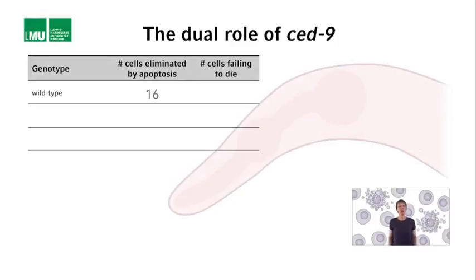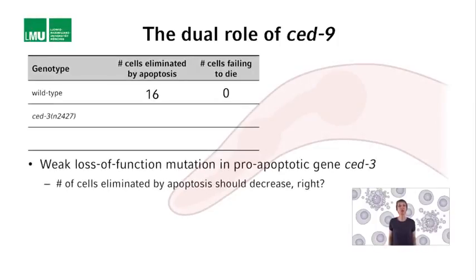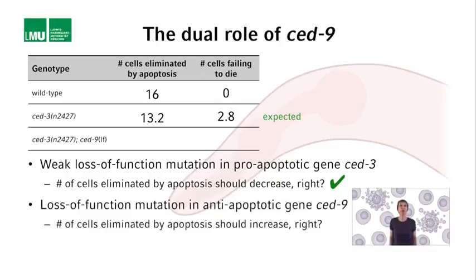During the development of the anterior pharynx, 16 cells are eliminated by apoptosis. In animals that carry the weak SET3 loss of function mutation N2427, 2.8 of those, not quite 20%, fail to die. By introducing a SET9 loss of function mutation into the N2427 strain, you are now taking out the gene that normally protects cells from apoptosis. What would you expect to happen? You probably would expect that more cells die. The number of extra undead cells should go down, maybe to 0.